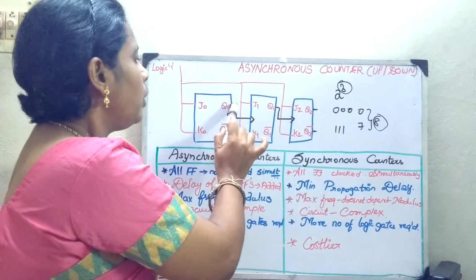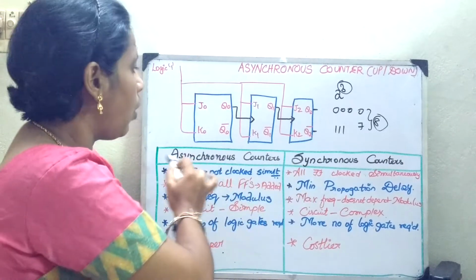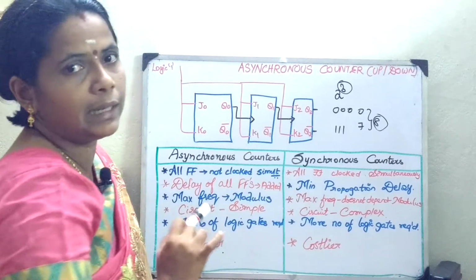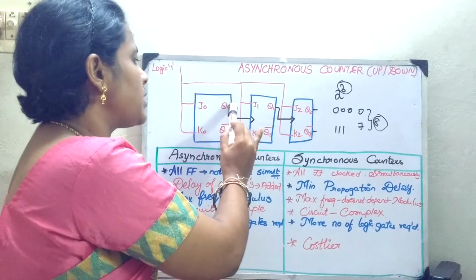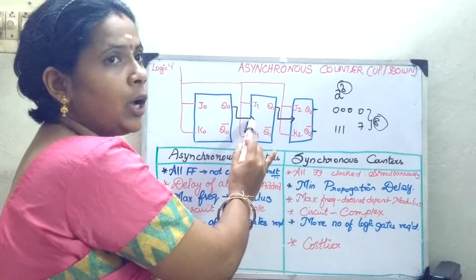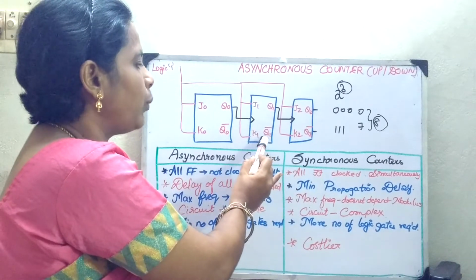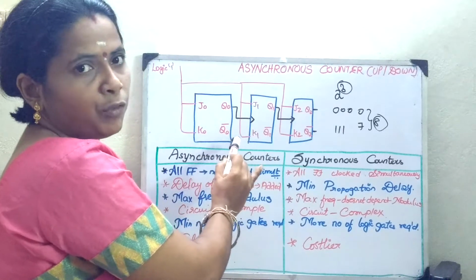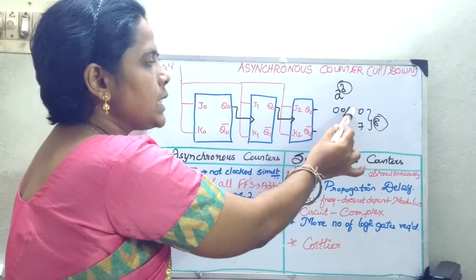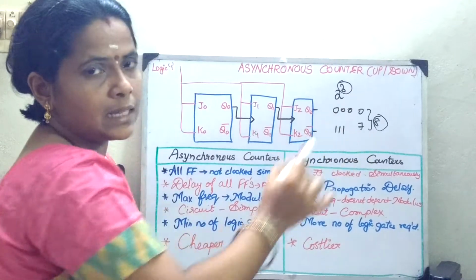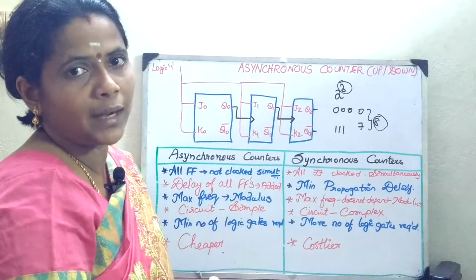Now, what is the difference between the synchronous and the asynchronous counter? In a synchronous counter, all the flip-flops will be clocked simultaneously. Whereas in an asynchronous counter, the output of the first flip-flop will be the clock pulse for the second flip-flop. So, there will be a delay for the second flip-flop to act after the first flip-flop output occurs.